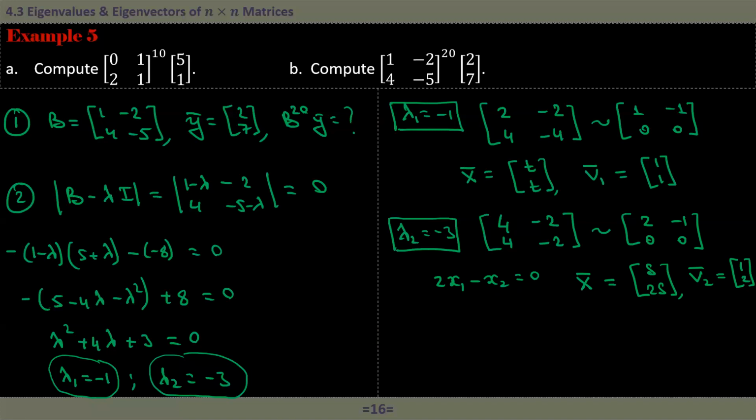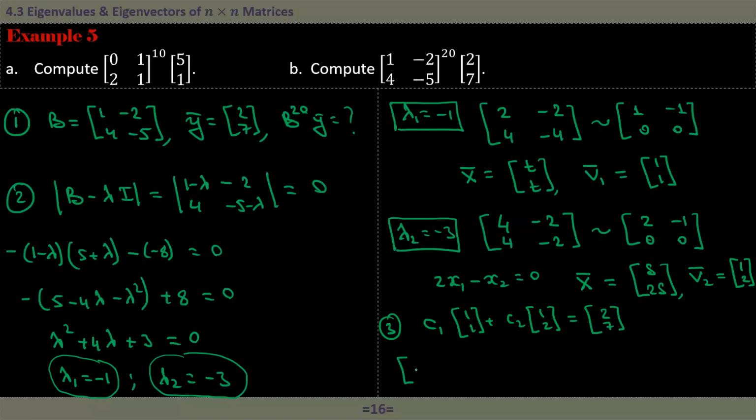Now, the third step. As you see here, (1, 1) and (1, 2) are linearly independent vectors. So I can express y as a linear combination of these two vectors: C1 times V1, that is (1, 1), plus C2 times V2, (1, 2), and that's equal to y. Our y is (2, 7).